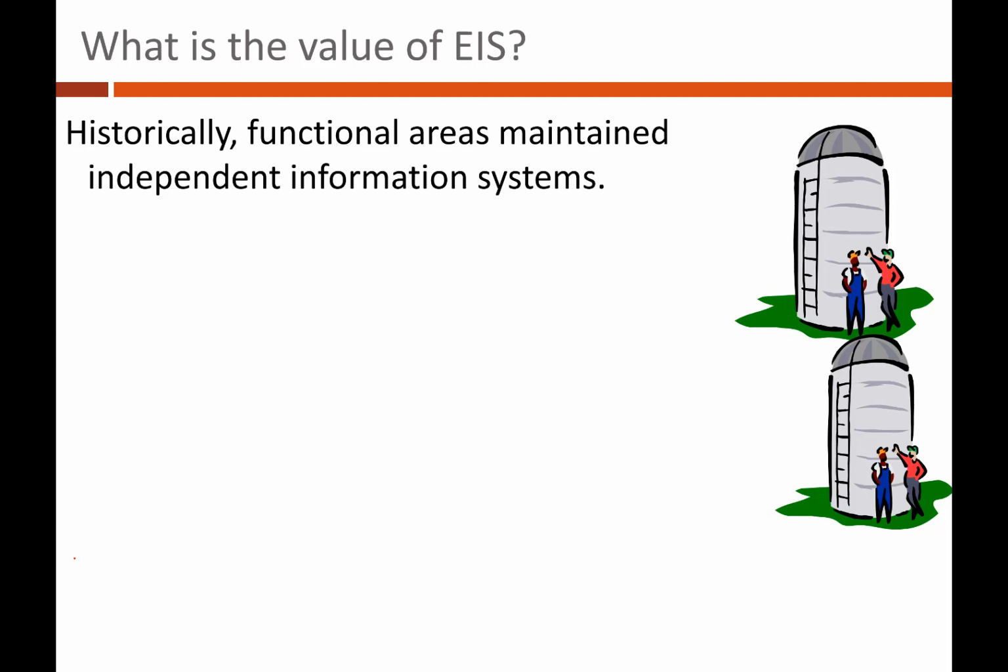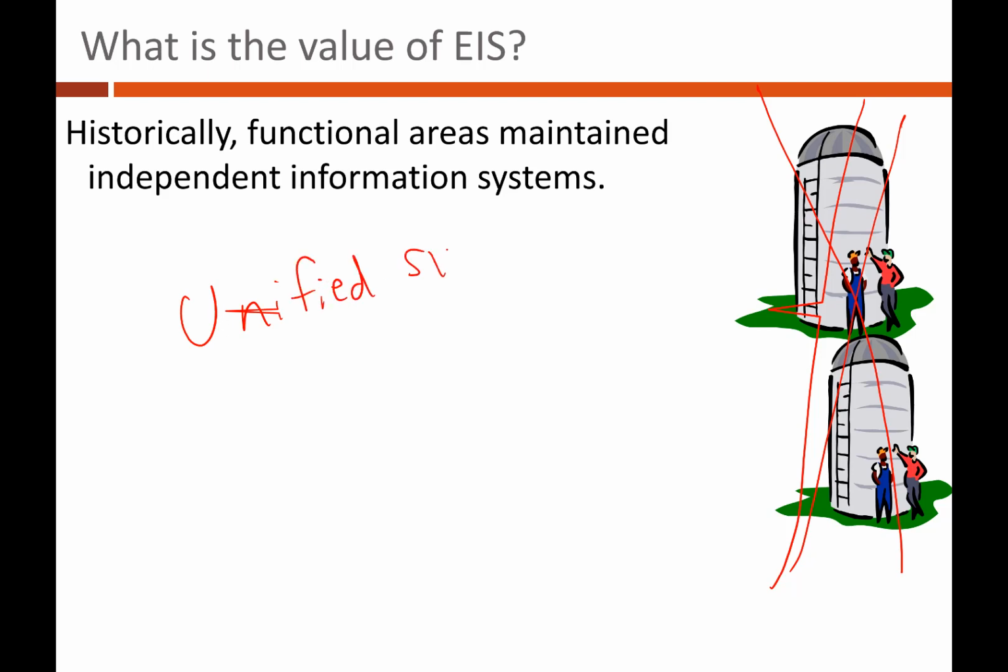So what's the value here? And some of this we've already talked about, so we'll go really, really quickly here. We said historically, the functional areas had their own independent information systems. There was no coordination. Information exchange was very, very poor. And so the whole idea here is the value of an enterprise information system is it has the ability to kill off these silos and to allow us to have a unified system for handling information.